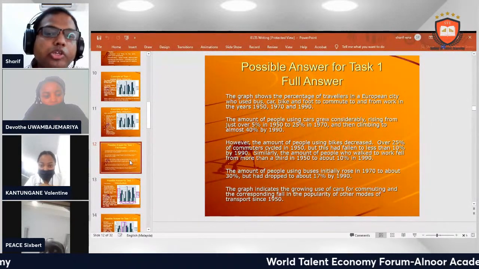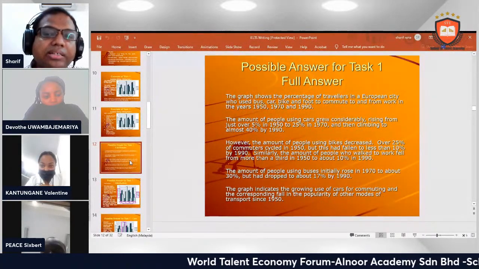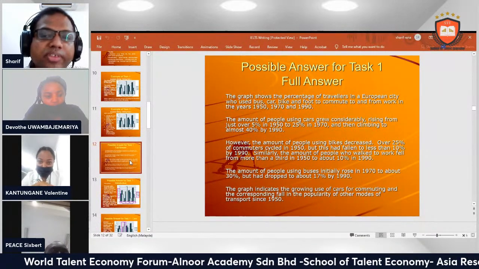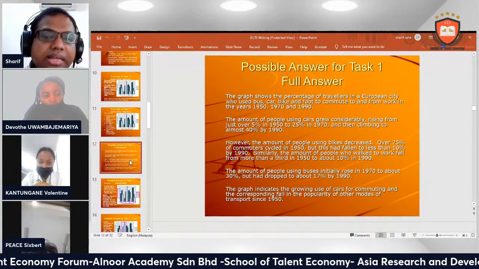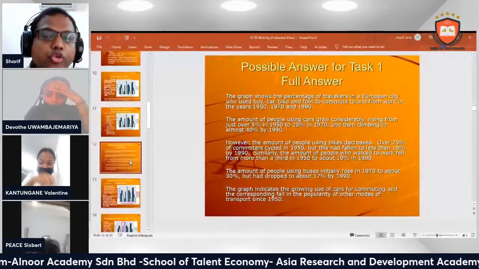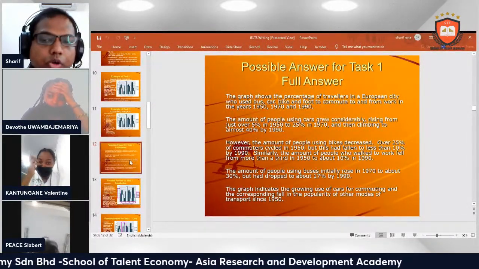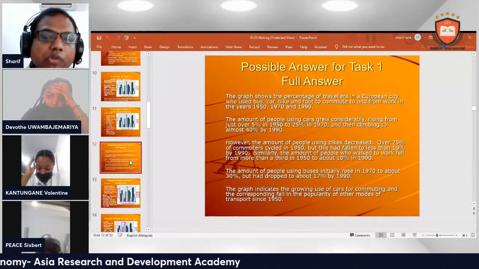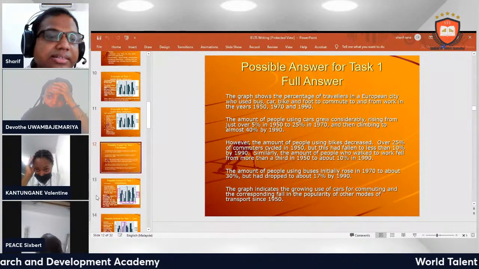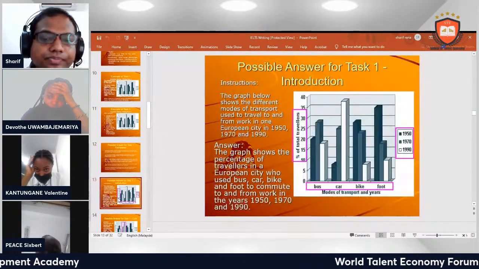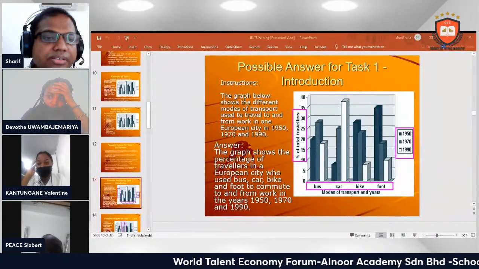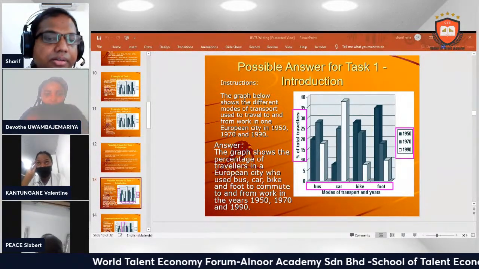The amount of people using buses initially rose in 1970 to about 30% but had dropped to about 7% by 1990. The graph indicates the growing use of cars for commuting and the corresponding fall in the popularity of other modes of transport since the 1950s. These are different types of modes. These are different kinds of activities.